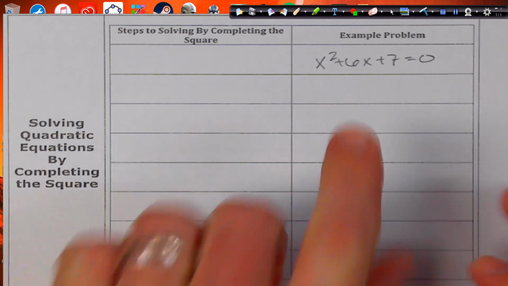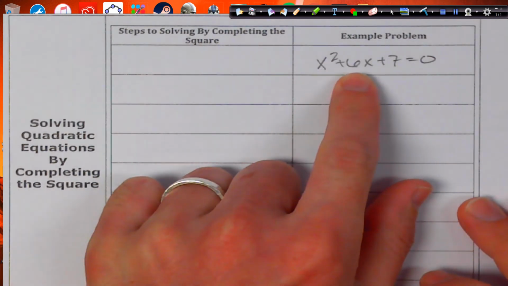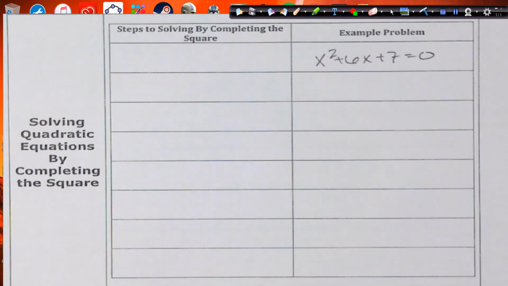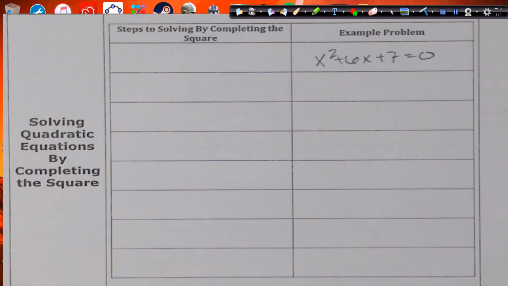Alright, so first of all, our example problem here is x squared plus 6x plus 7 equals 0. And we are going to try and solve the quadratic, find my zeros or my roots, my solutions, my x-intercepts, whatever you want to call them, by using this method called complete the square.